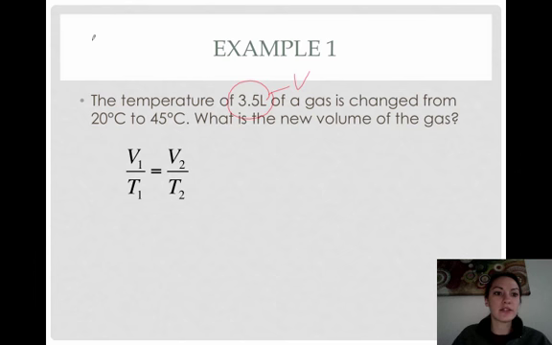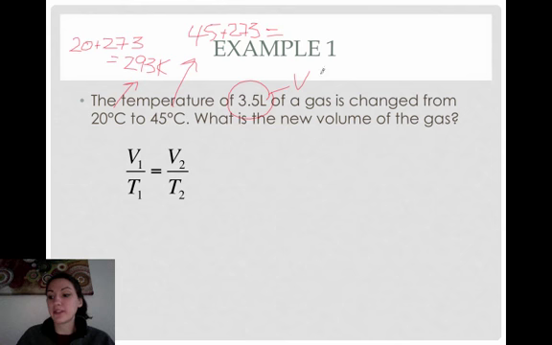So first we're going to do 20 plus 273. And that's going to give us 293 Kelvin. Okay. And then we're going to do 45 plus 273. And that is going to give us 318 Kelvin. Okay, and that's actually going to be our T2. All right, this is our T1. And right in the problem, I circled our information and we're labeling it. Okay, so now we're going to plug it in.